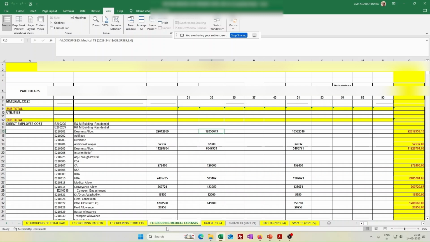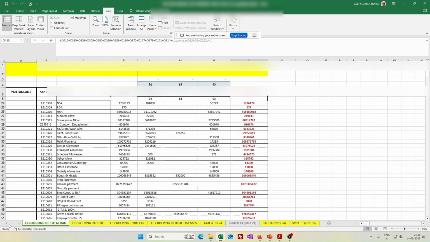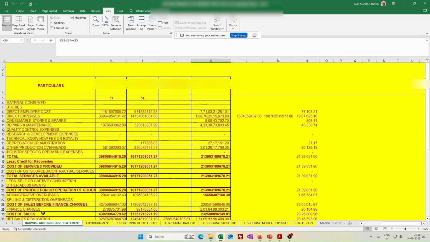But if you get the direct figure of the different cost center, it will be much easier. But in that particular company, it can't be possible. So I have to rearrange like this. This is the RAO wise average cost statement.